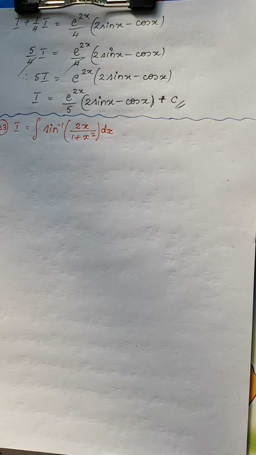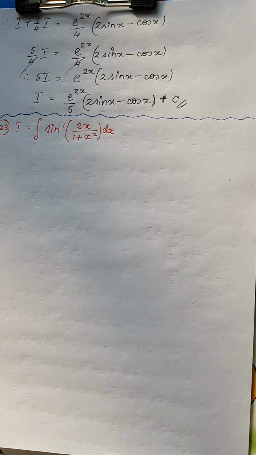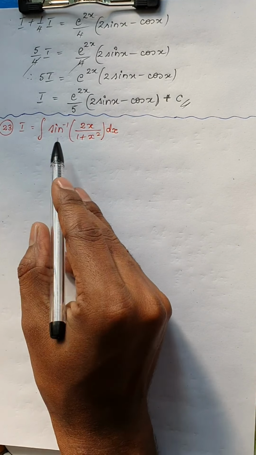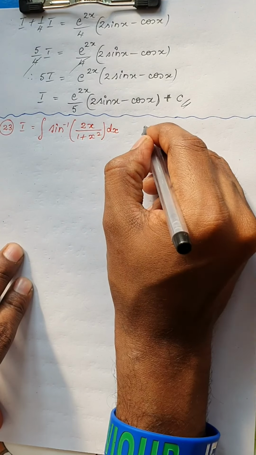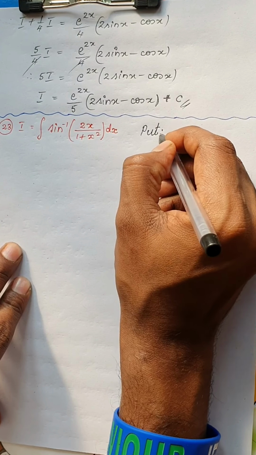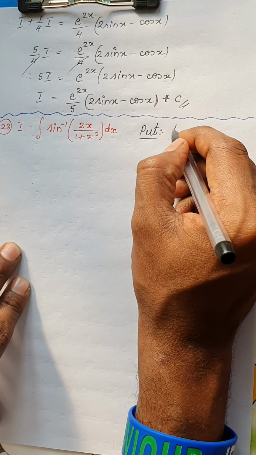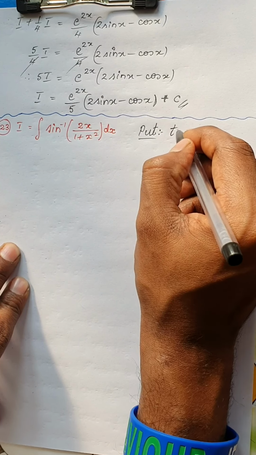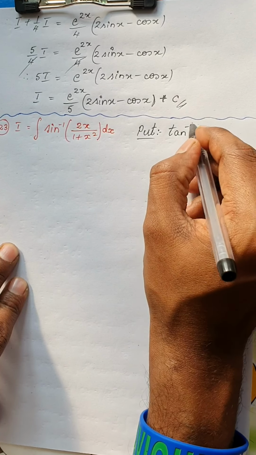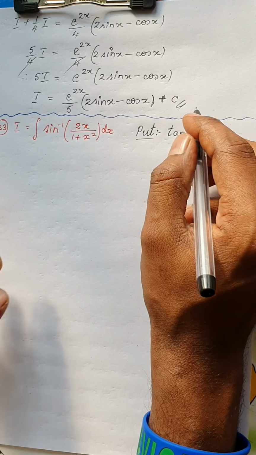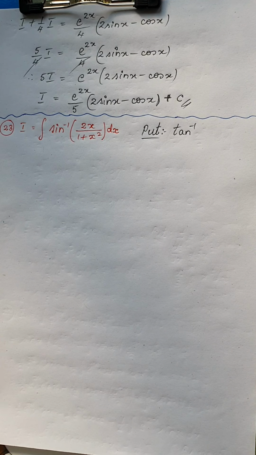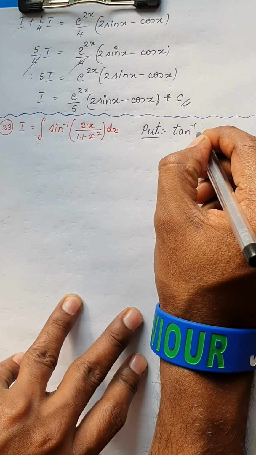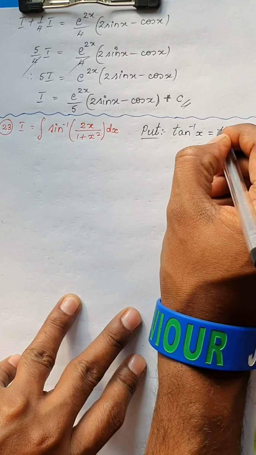Okay dear students, we shall consider one last question for the session. I have the integral of sine inverse of 2x divided by 1 plus x square. Now let me substitute something here. Let me put tan inverse of x as t.